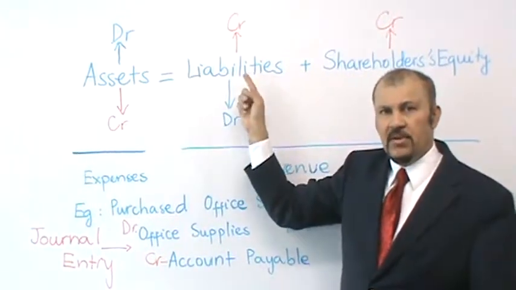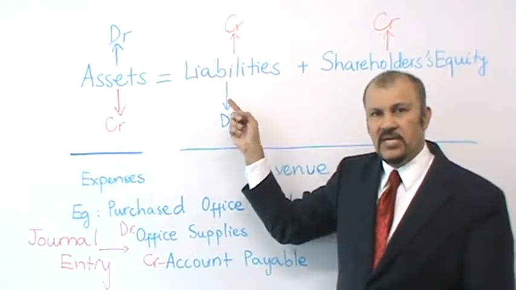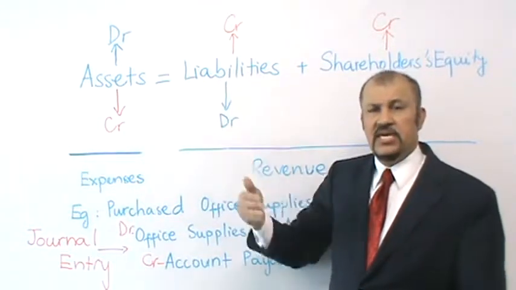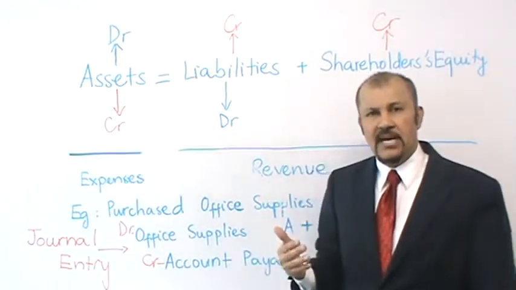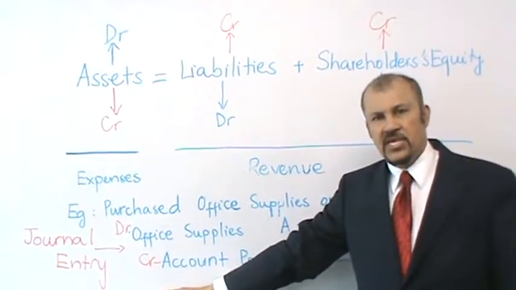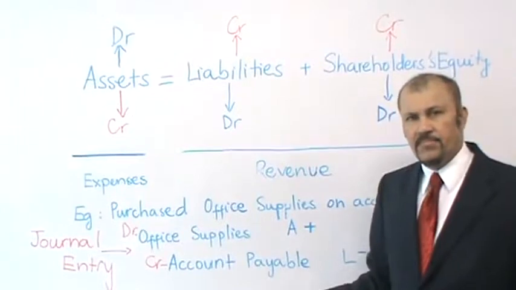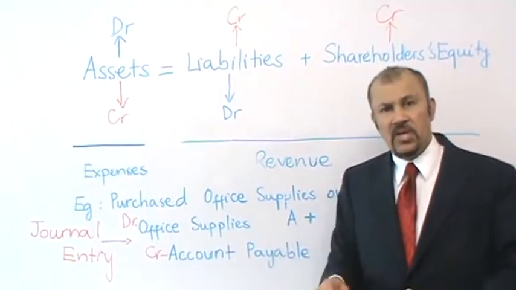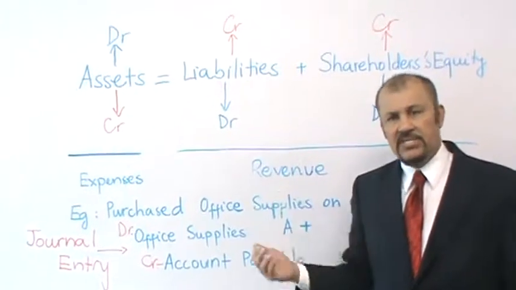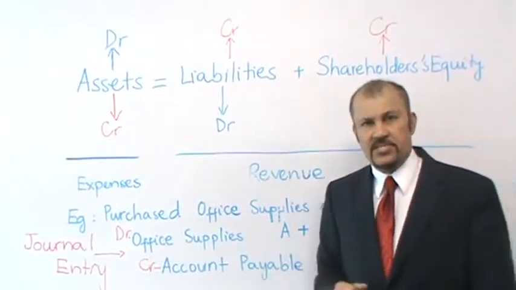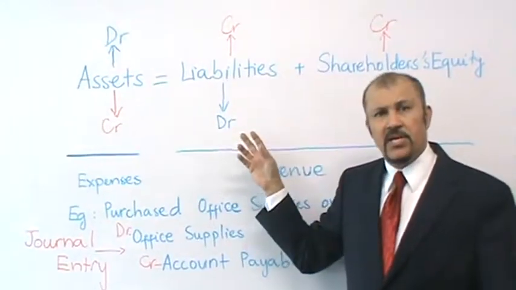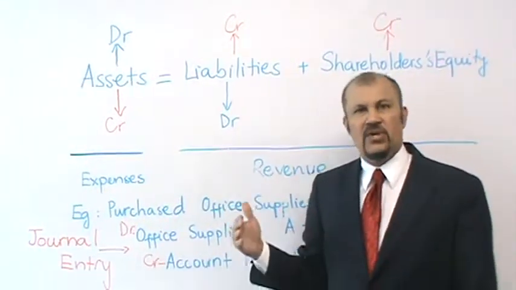So one more time, when a liability account is increasing in value because of a transaction, the increase in the liability account is denoted by the word credit. So down here we have written CR, credit, accounts payable. So credit accounts payable means only one thing, and that is the accounts payable is increasing in value, in this case by $100.